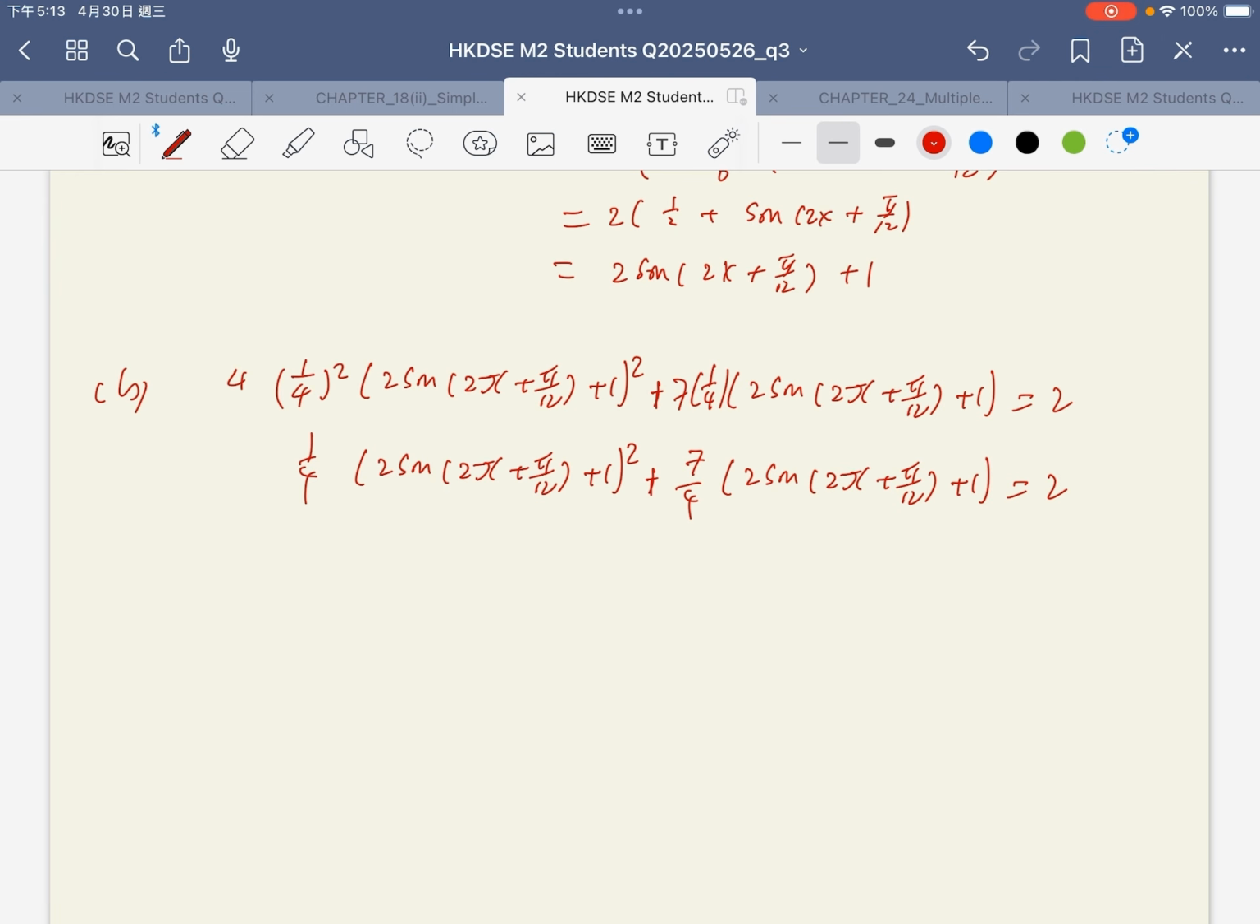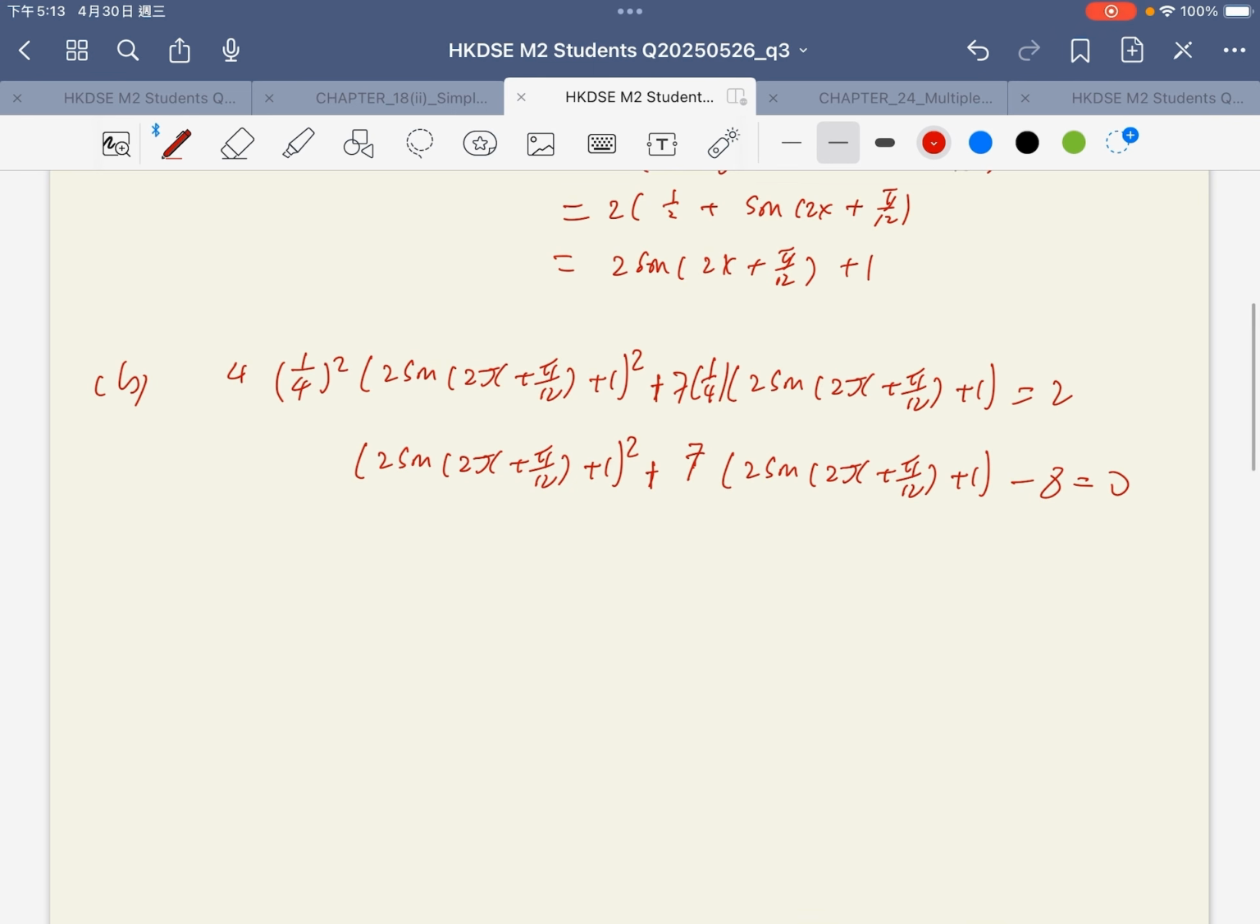After I multiply both sides by 4, I also skip this part. This 8 and minus x equal to 0. You can see that it is y squared plus 7y minus x equal to 0. Then y should be equal to, let me use the calculator, 1 or minus x.